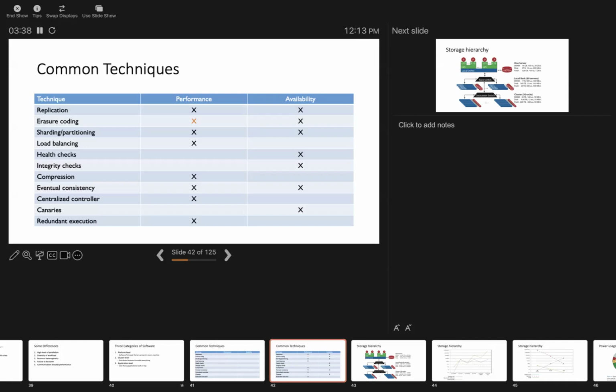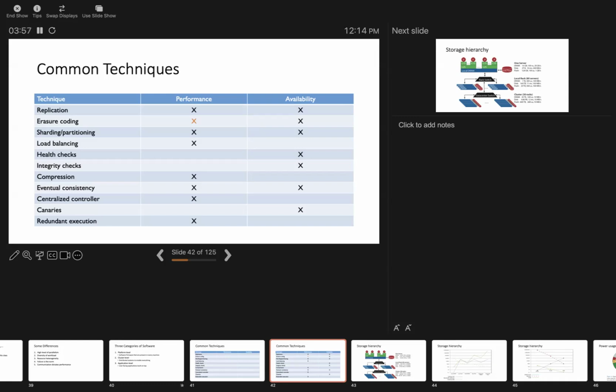Centralized controller, right? In many cases, we still have a centralized controller. It benefits the performance, but clearly it's not good for availability. It just makes the system simple.